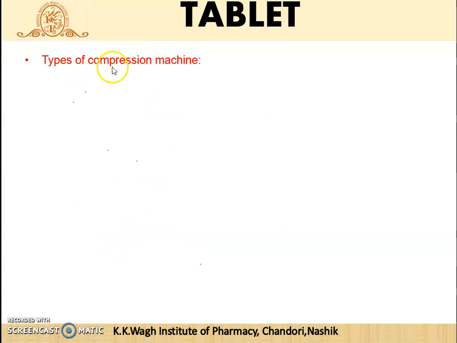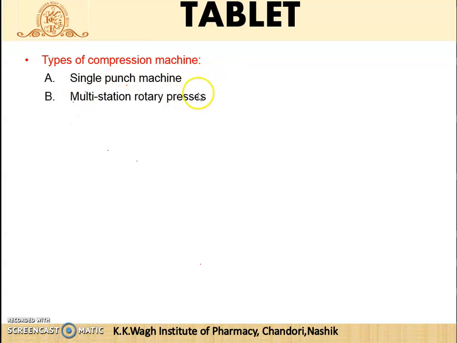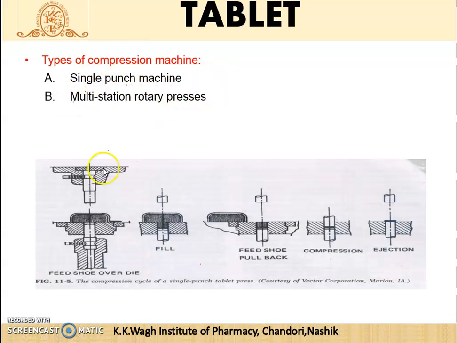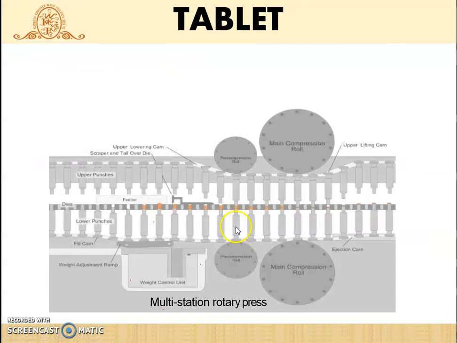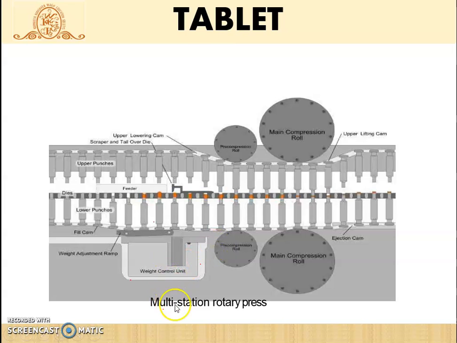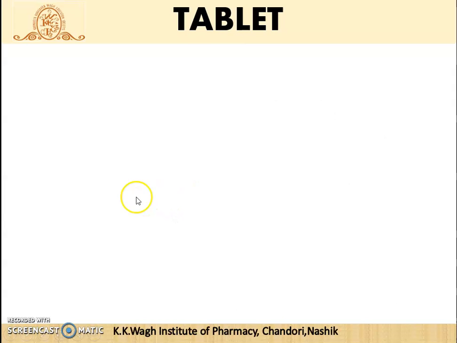Then we see the types of compression machines. There are two types of compression machines we use: the single punch machine and the multiple station machine. The single punch is for laboratory scale use only, multiple for industry scale. This is the diagrammatic representation of how one tablet can be filled. Seen here is the diagrammatic representation of a multi-station rotary press. In that, thousands of tablets are formed one at a time. These are the main rollers, these are the dies, and here the drug can be placed.